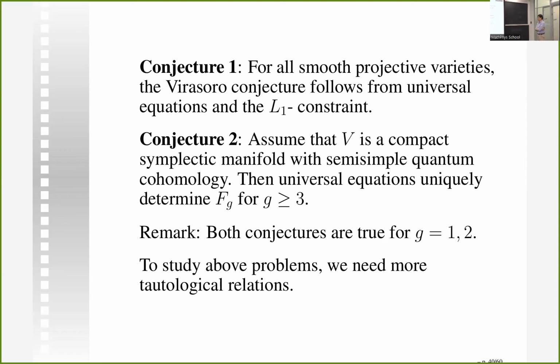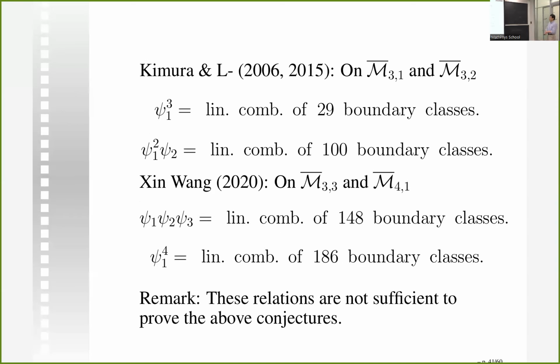Another conjecture I want to propose is that if the manifold is semi-simple, in which case it doesn't have to be a trajectory, you can actually solve the Gromov-Witten invariants explicitly using these universal equations. Again, this is also true in the genus 1 and genus 2 cases. But to study these problems, we actually need more topological relations. And unfortunately, topological relations become very, very complicated in higher genus.